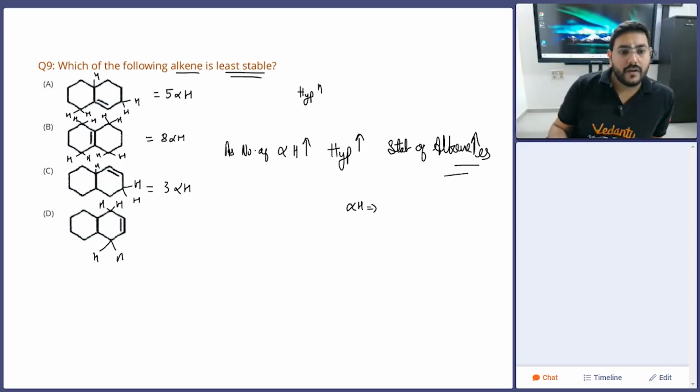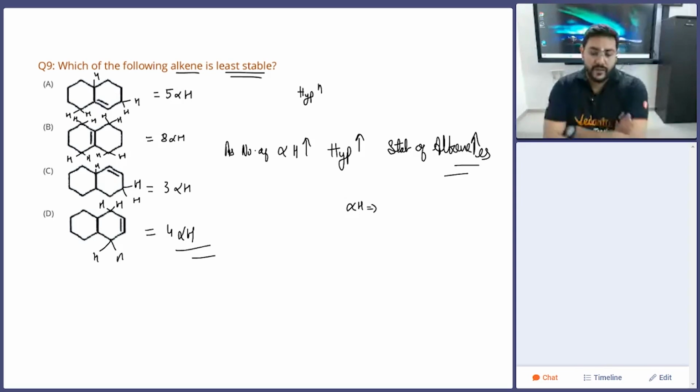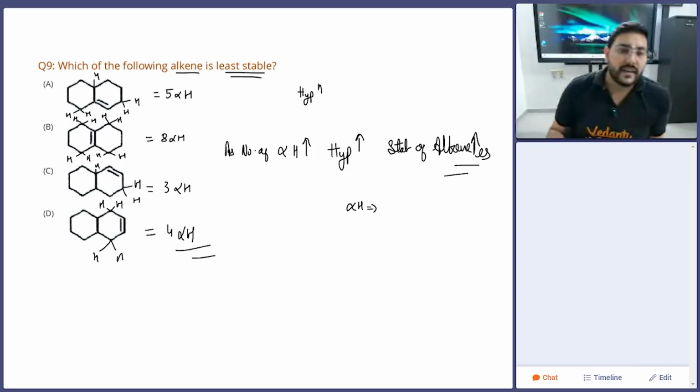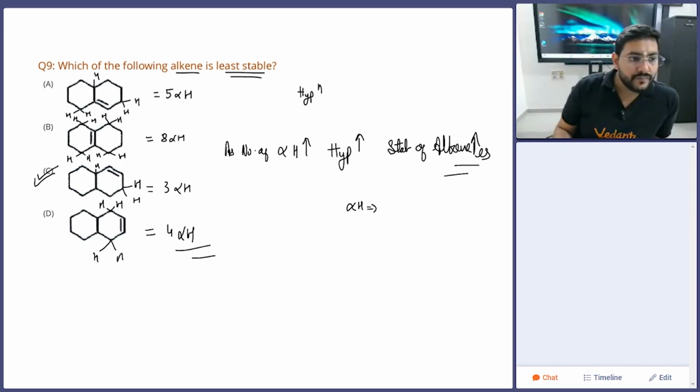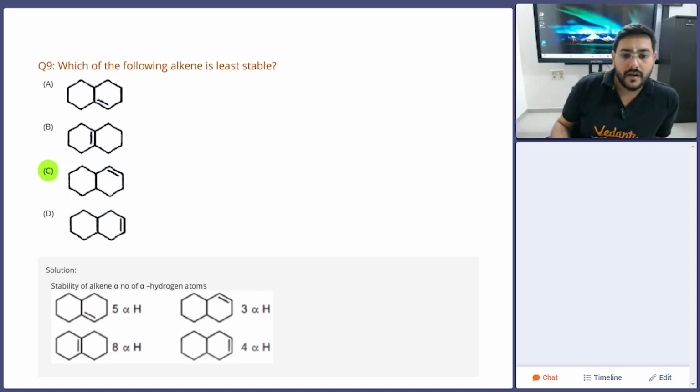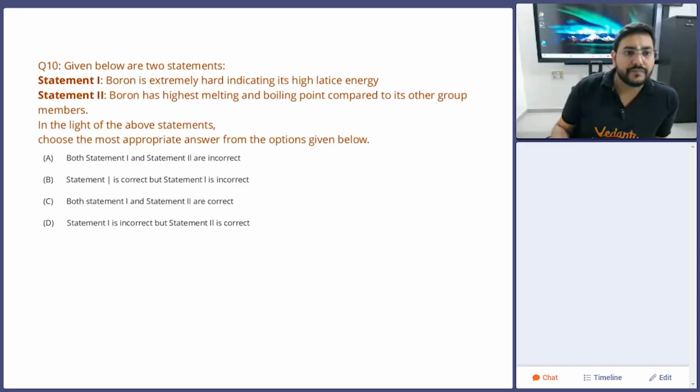So I think you got the answer. What will be the right answer? As I have already given the concept, as the number of alpha hydrogens increases, hyperconjugation increases, and the stability of the alkene increases. So the right answer for this question is C. Is this part clear to you? Yes, 5, 3, 8 and 4.